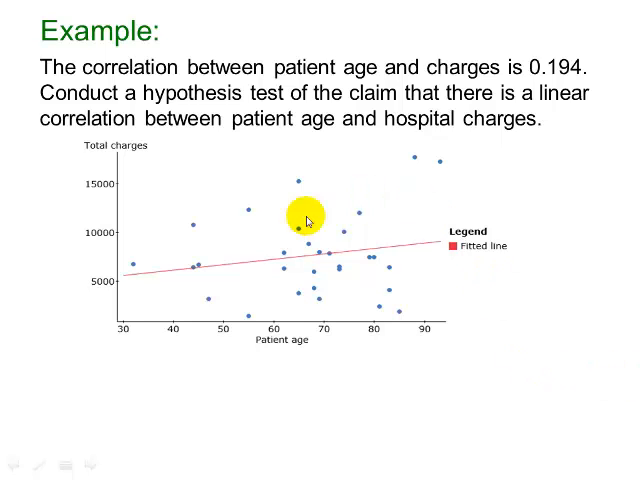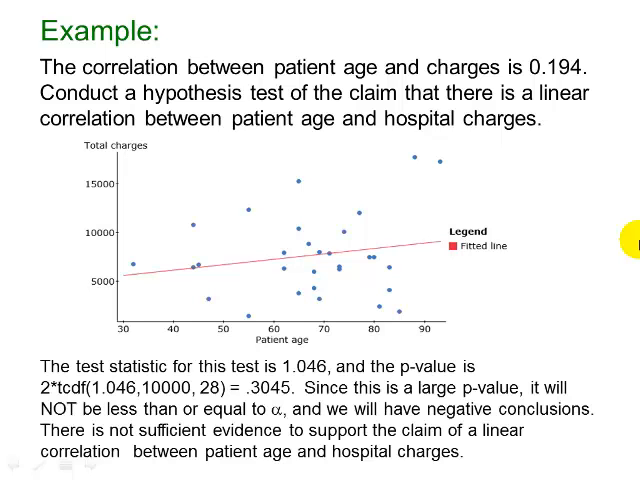When we do that linear regression on StatCrunch, it also gives us a scatter plot, and it goes ahead and draws a line in there. So here's what our scatter plot looks like.